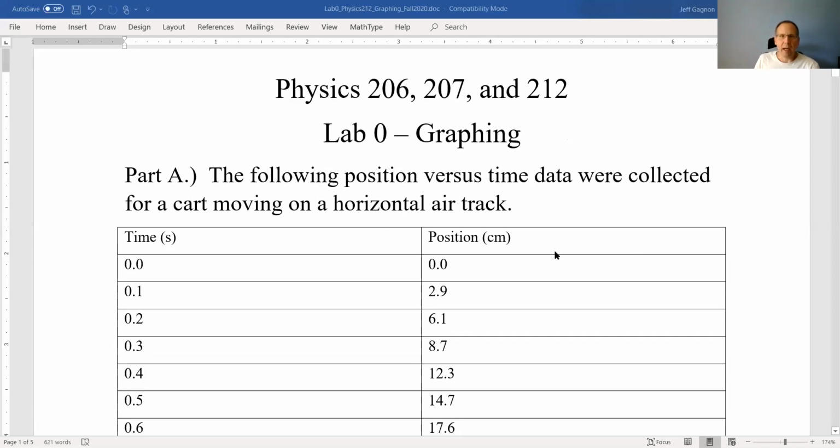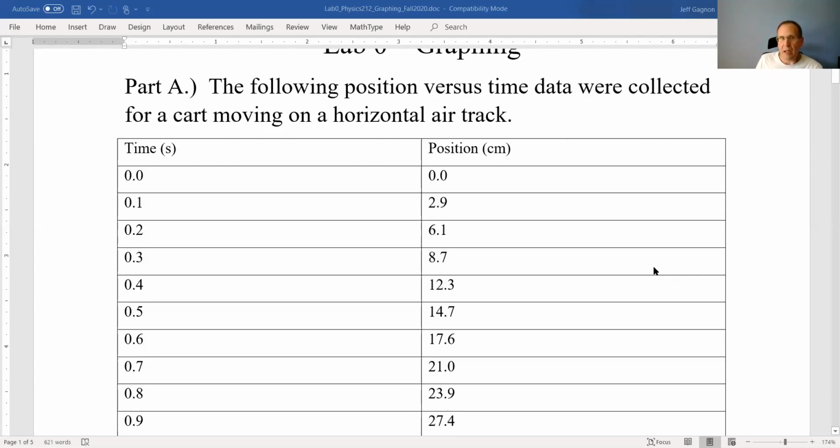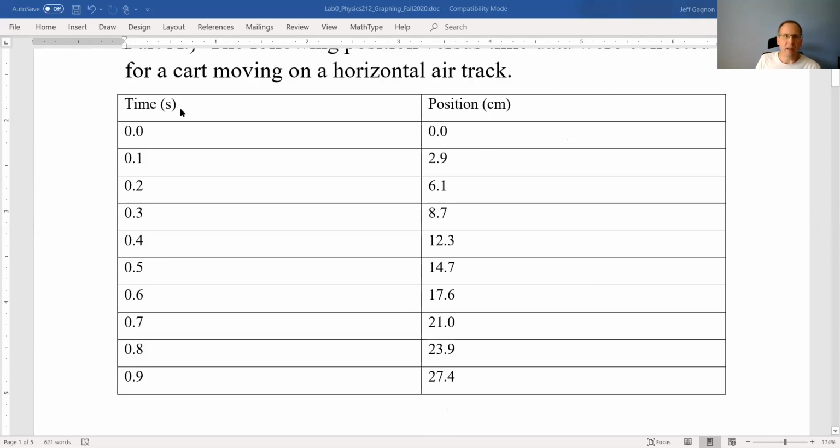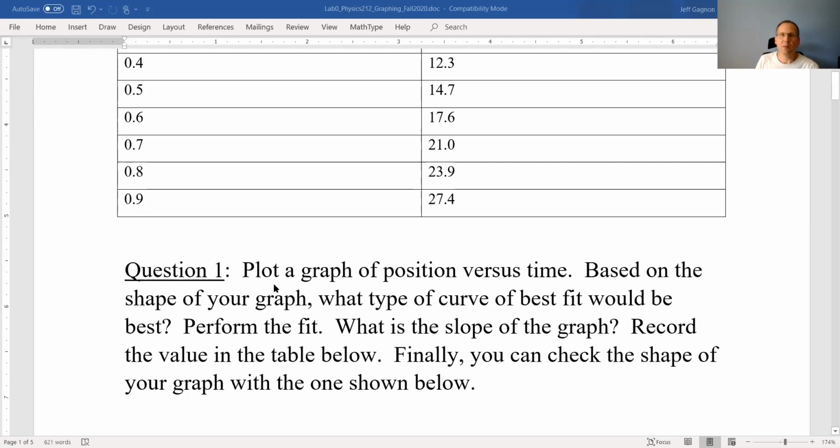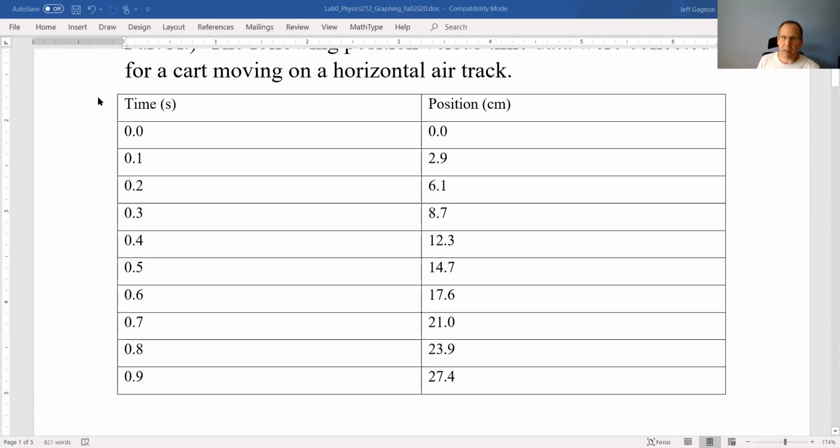Okay, so the first part, part A, basically I just made up some data that represents a cart that's moving on a horizontal air track with no friction. The first column represents the time in seconds, and the second column represents the position in centimeters of that cart. So what we want to do, and this is question 1, is plot a graph of position versus time, which means time is going to be on the x-axis. You might want to make a little x here to remind yourself of that, and position will be on the y. So maybe we make a little y there to remind yourself position is y.